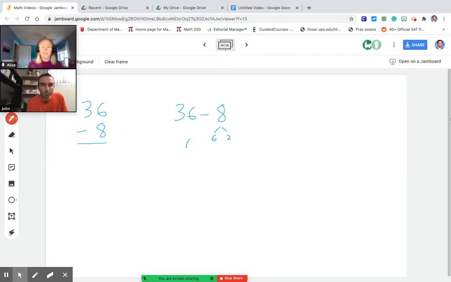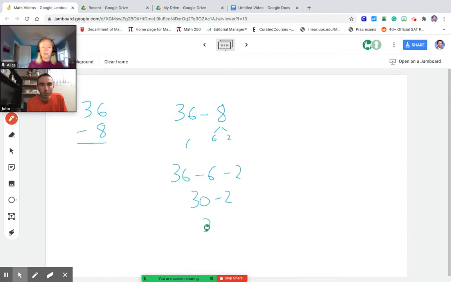I'm going to say 36 minus 6, basically minus 2. It's the same problem, but it's just easier to do. 36 minus 6 in my head is 30. I still have to handle the 2, but again, that's easy enough to do in my head.